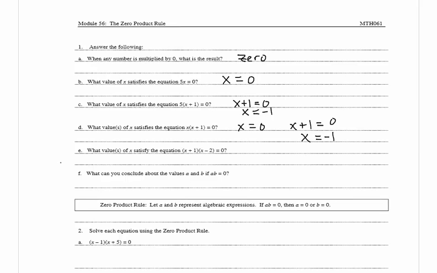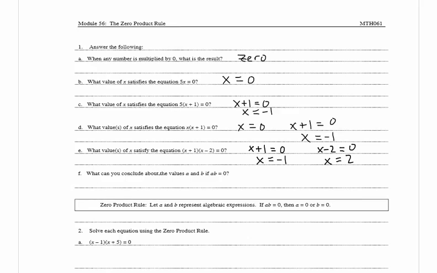In E, it says what value or values of x satisfy the equation (x plus 1) times (x minus 2) is equal to 0. And now either x plus 1 can equal 0 would make the equation 0, or x minus 2 equals 0. So this equation is equal to 0 if x is equal to negative 1 or if x is equal to 2.